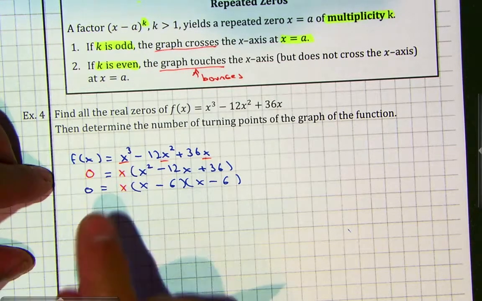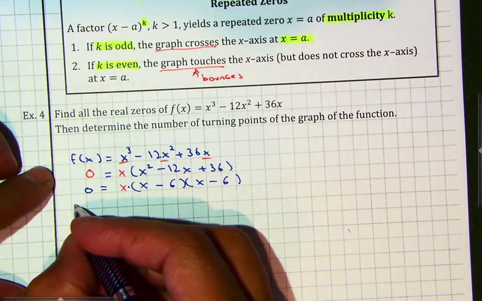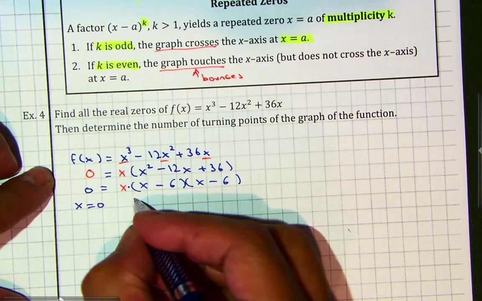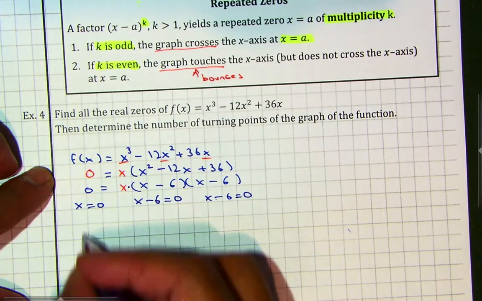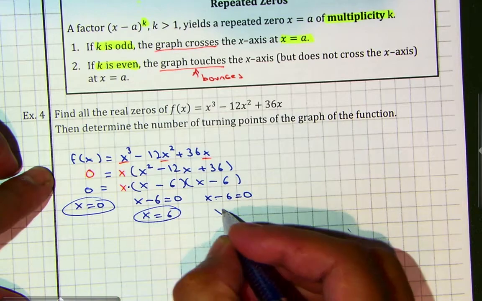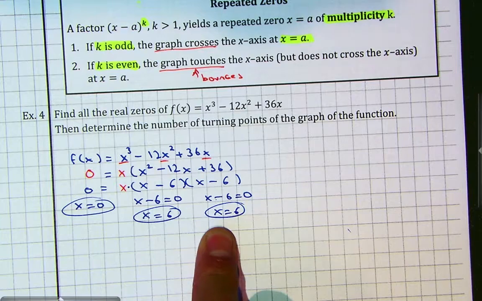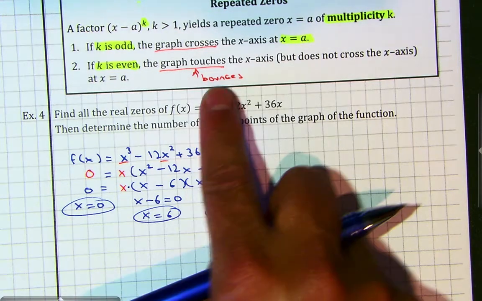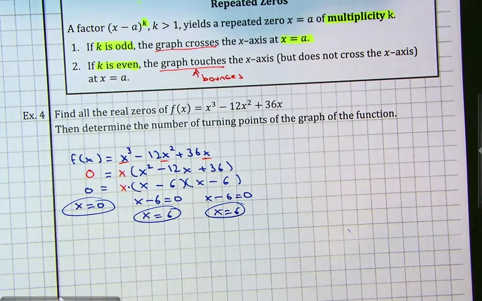Because they're all multiplying and they're equal to 0, I know that at least one of them should be 0: x equal to 0, x minus 6 equal to 0, or x minus 6 equal to 0. So that one's solved. x equal to 0, x equal to 6 and x equal to 6. That will be a multiplicity of 2, which means it's going to bounce. It's basically going to touch the x-axis and come back. And now I just need to graph it.